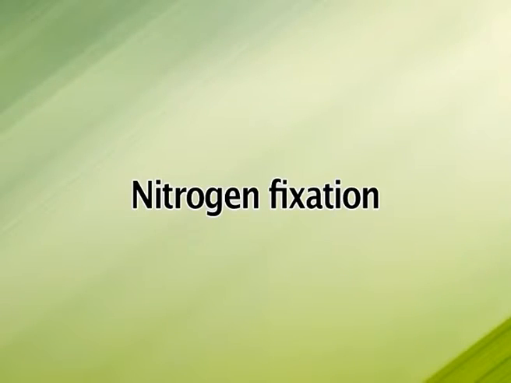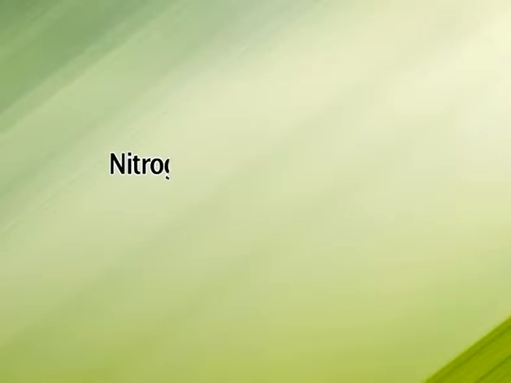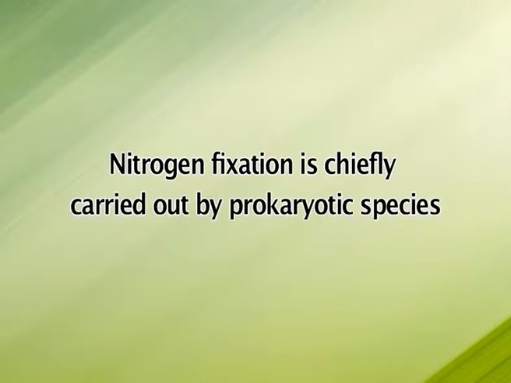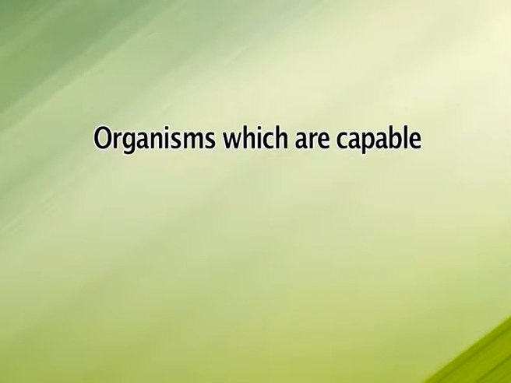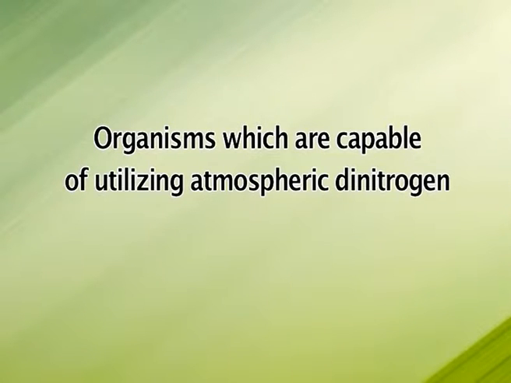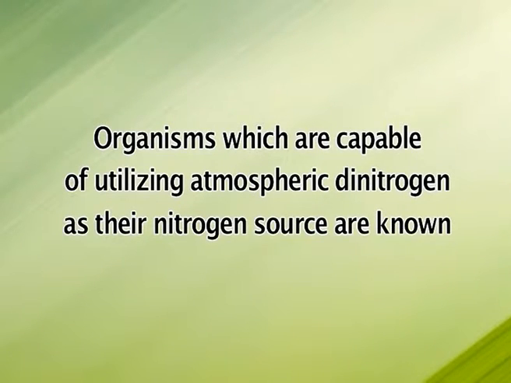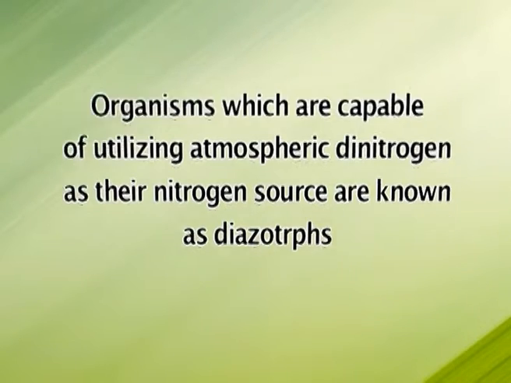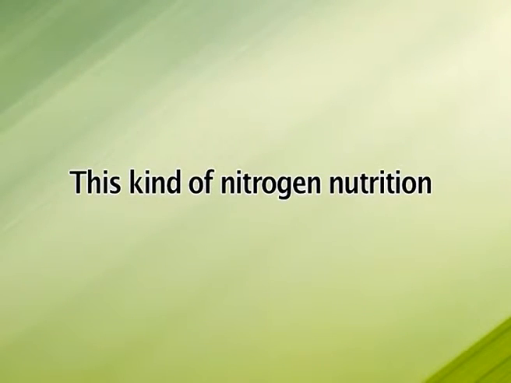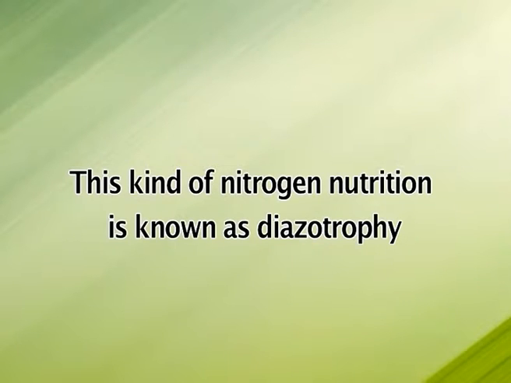Now we'll discuss these processes one by one. So first is the nitrogen fixation. The process of combining atmospheric dinitrogen with hydrogen to form ammonia is known as nitrogen fixation. Nitrogen fixation is chiefly carried out by prokaryotic species. Such organisms which are capable of utilizing atmospheric dinitrogen as their nitrogen source are known as diazotrophs, and this kind of nitrogen nutrition is known as diazotrophy.